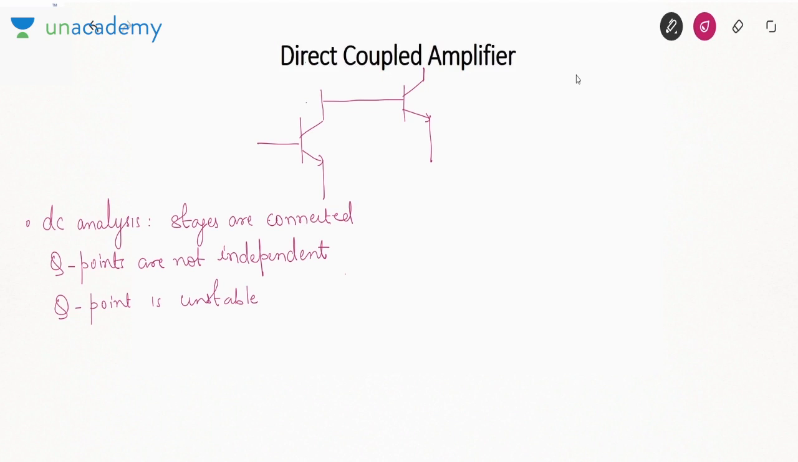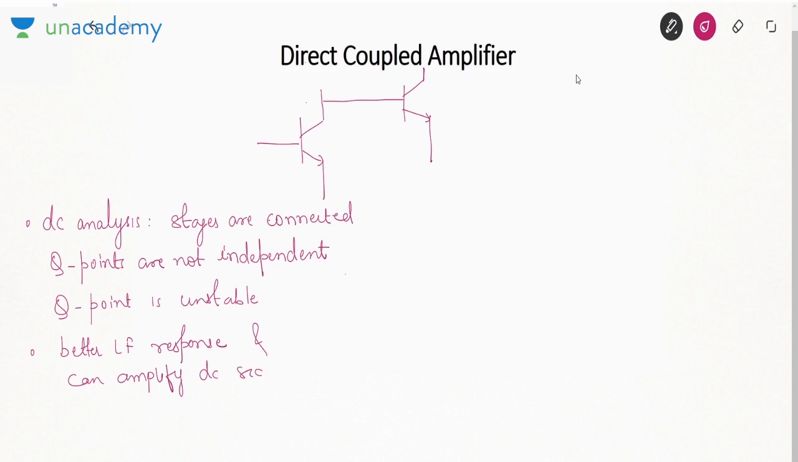Now what are the advantages? It has better low frequency response. I told you at low frequency coupling capacitor destroys the response. So it has better low frequency response and can amplify DC signal, because earlier the stages were disconnected. If the stages were disconnected, the DC signal cannot pass from one stage to the other, so you cannot amplify a DC signal. But here, since the stages are directly connected, we can amplify a DC signal also.